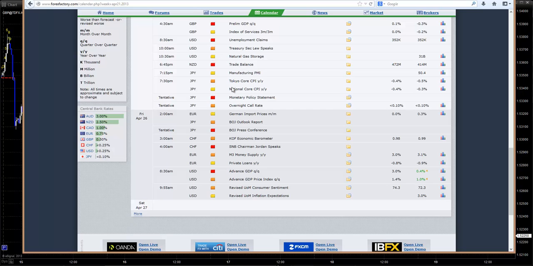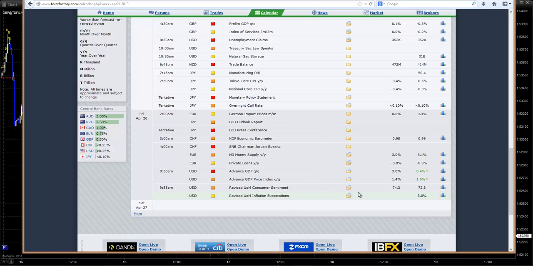Thursday evening, manufacturing PMI out of Japan, along with CPI data for Tokyo and for all of Japan, and a rate announcement out of the Bank of Japan Thursday night. Their press conference will be held after that, and then money supply data out of Europe.